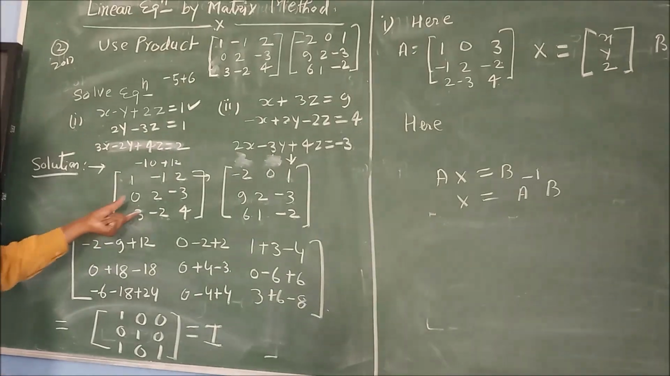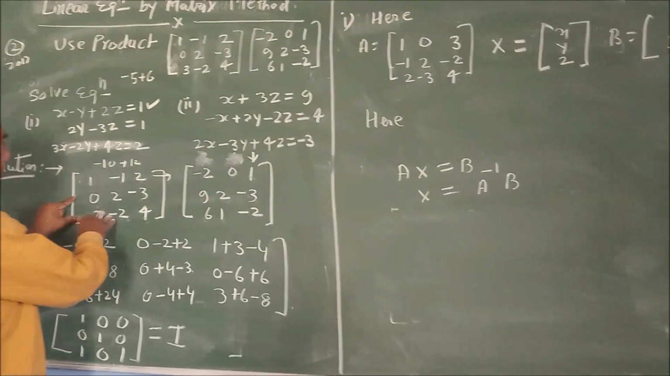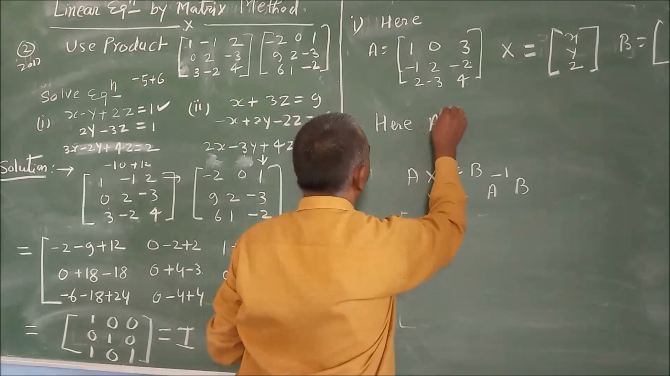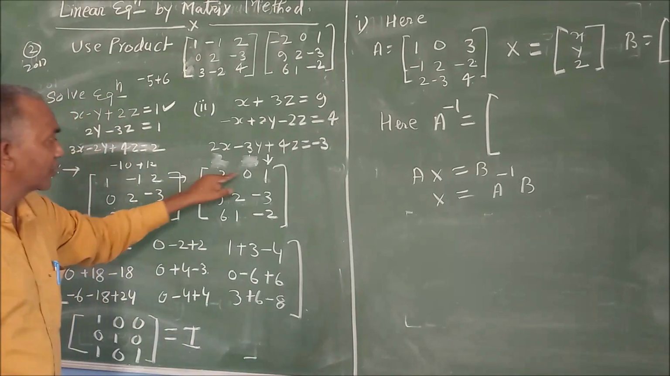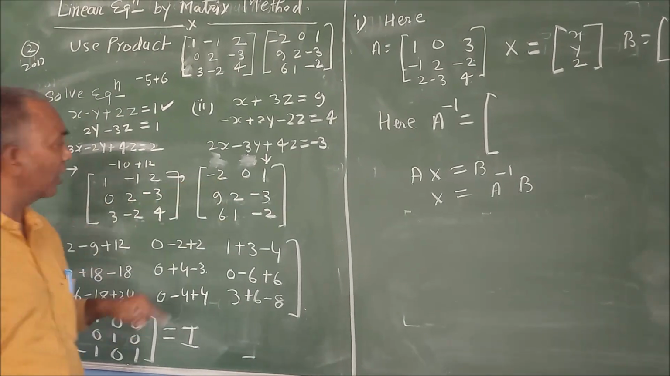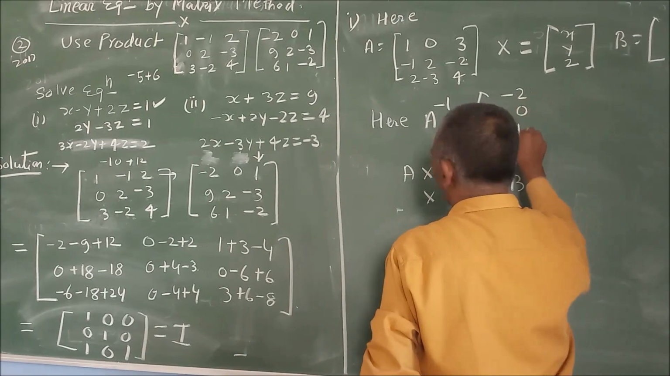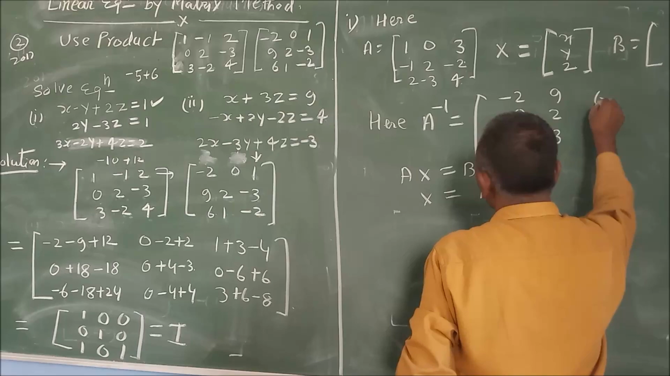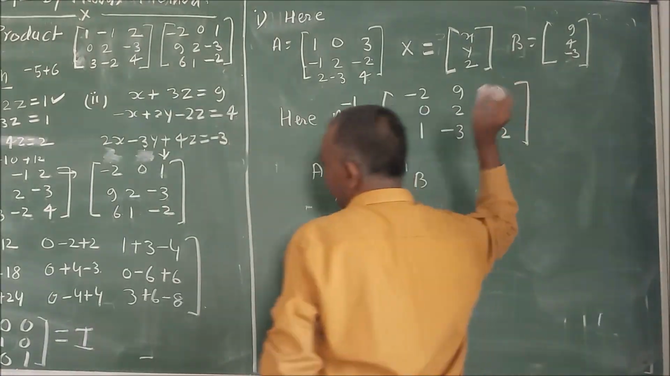Here, only simple, how we calculate the A inverse. A inverse will be, see here, this term is transpose of this term. So, your A inverse is equal to transpose of this term. So, if you take a transpose of this term, this will be minus 2, 0, 1, 9, 2, minus 3, 6, 1, minus 2. Check here how I have written this.